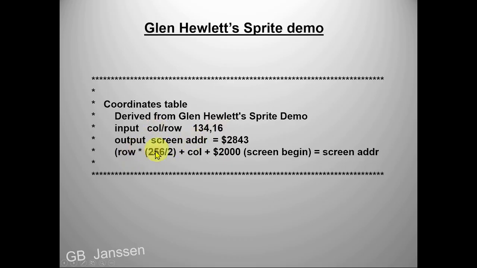And what I wanted, as opposed to keeping the row and column, was the actual screen address. To come up with that address, you take the row times the width of the screen divided by 2, plus the column, plus where the screen begins at 2000. And this 134,16 calculates out to hex 2843.